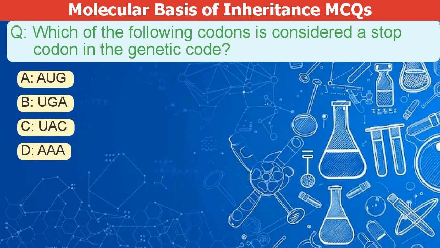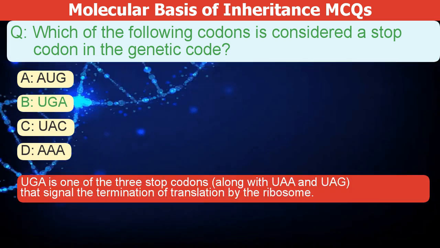Which of the following codons is considered a stop codon in the genetic code? A. AUG. B. UGA. C. UAC. D. AAA. The correct answer is B. UGA is one of the 3 stop codons, along with UAA and UAG, that signal the termination of translation by the ribosome.